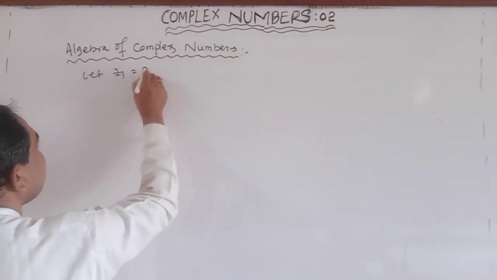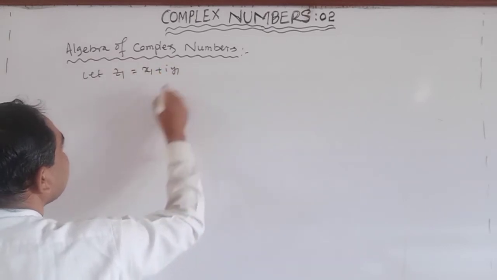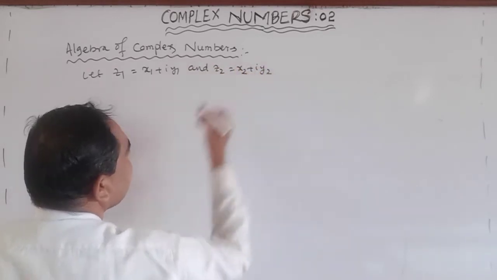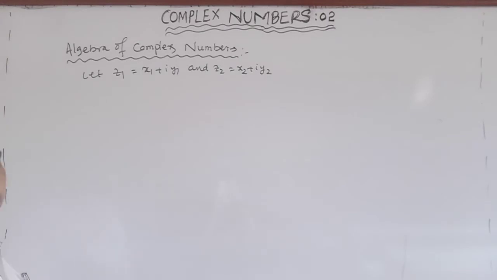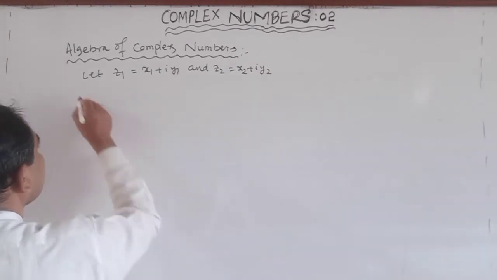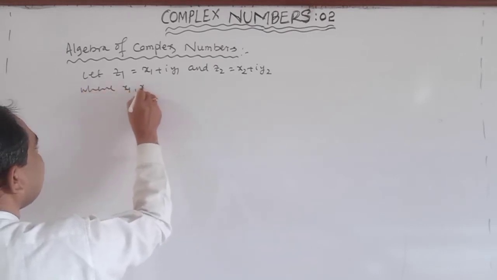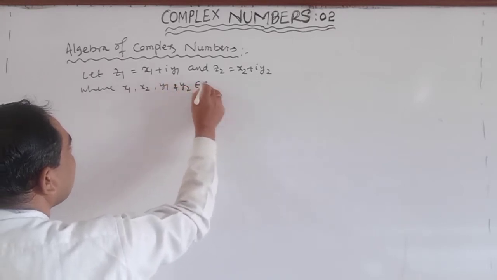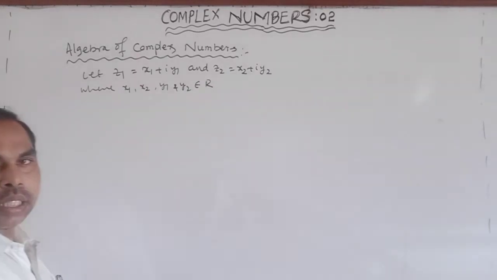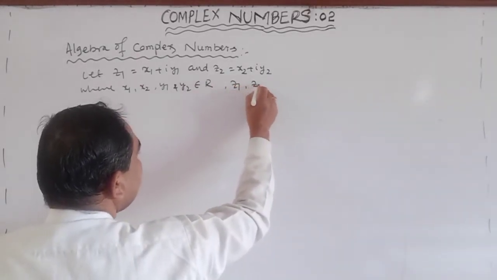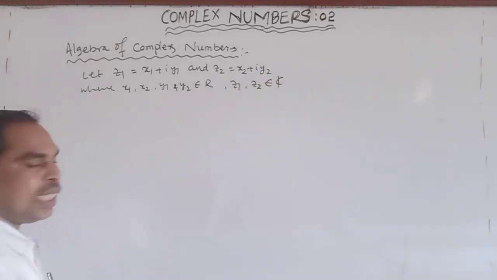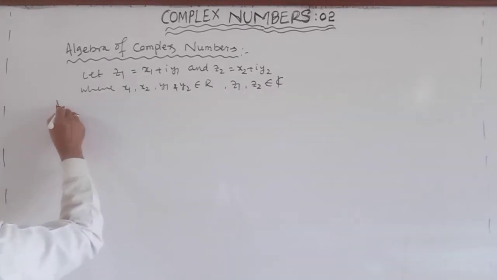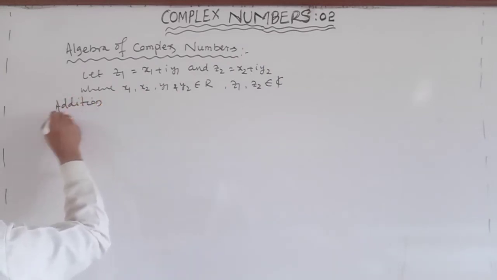Let z1 is equal to x1 plus iy1 and z2 is equal to x2 plus iy2, where x1, x2, y1 and y2 all belong to set of real number R. Both z1 and z2 belong to set of complex number C. The first, addition of two complex number.